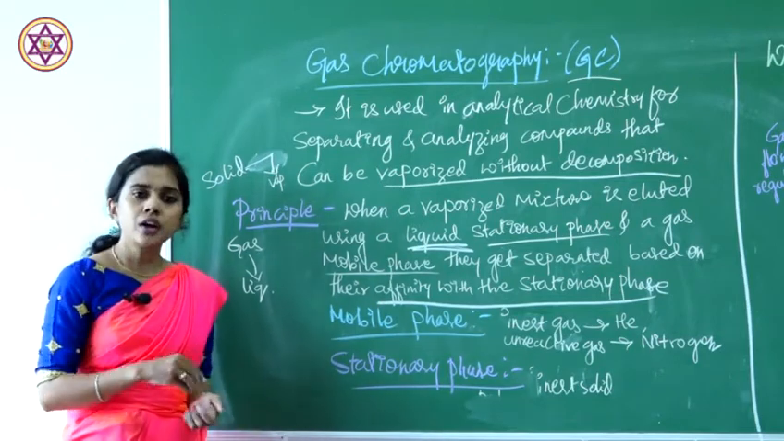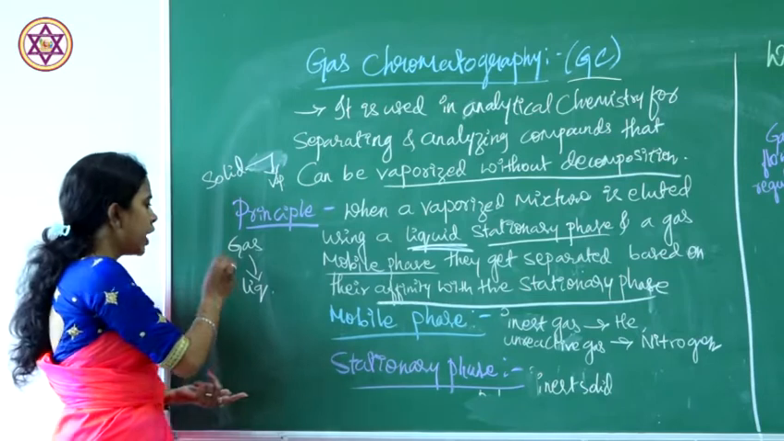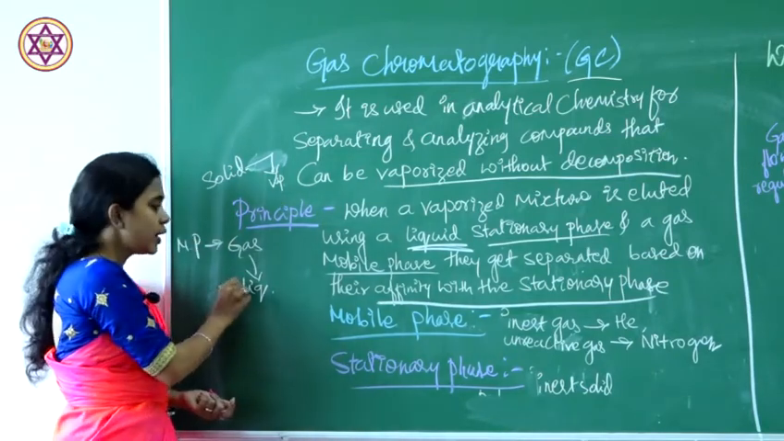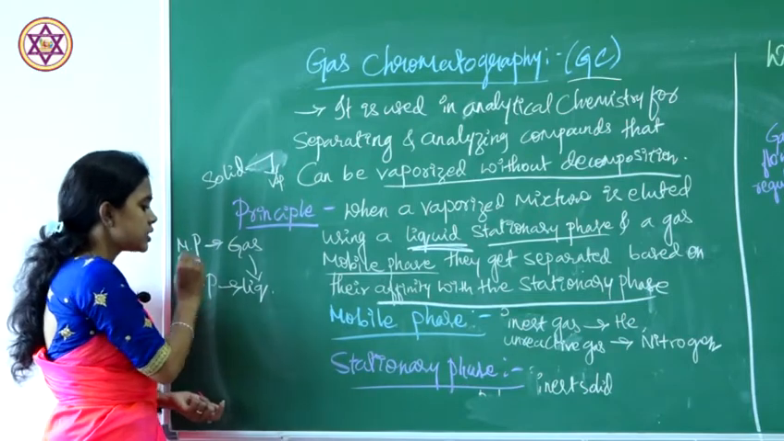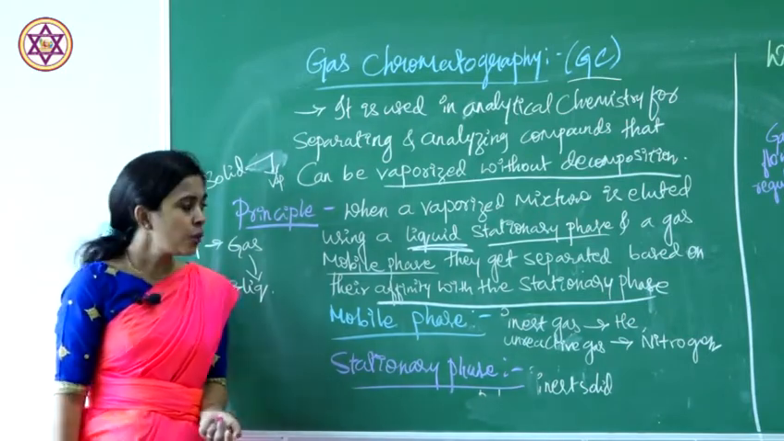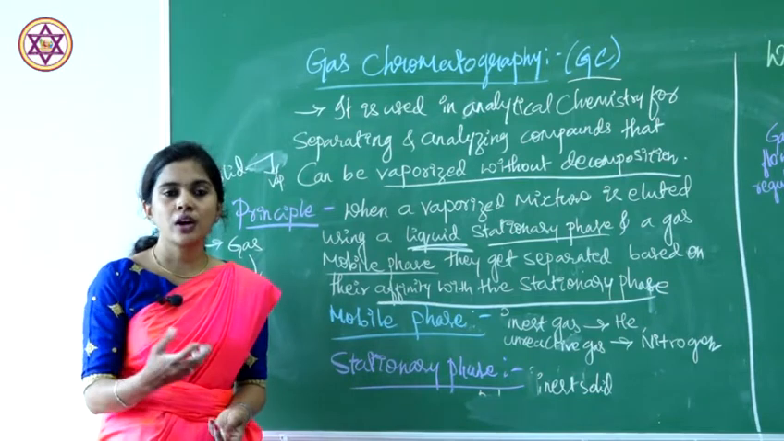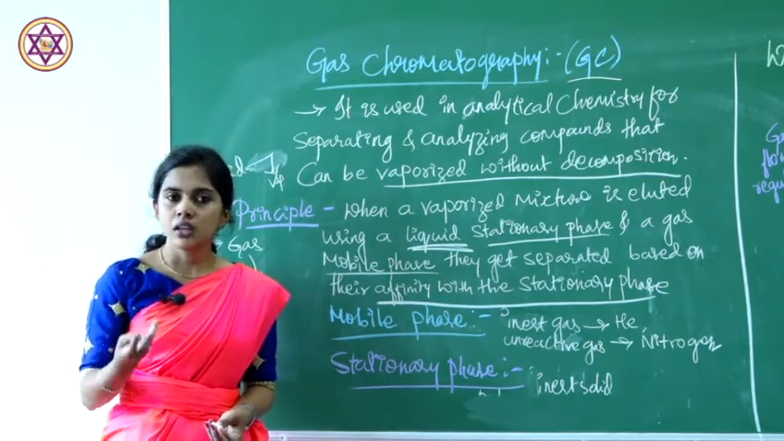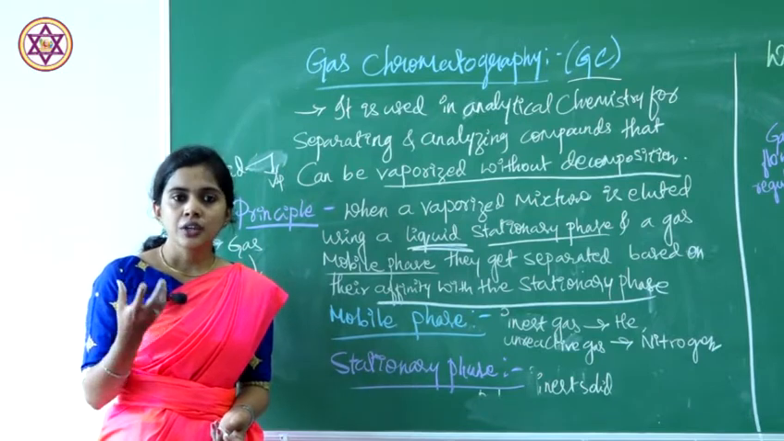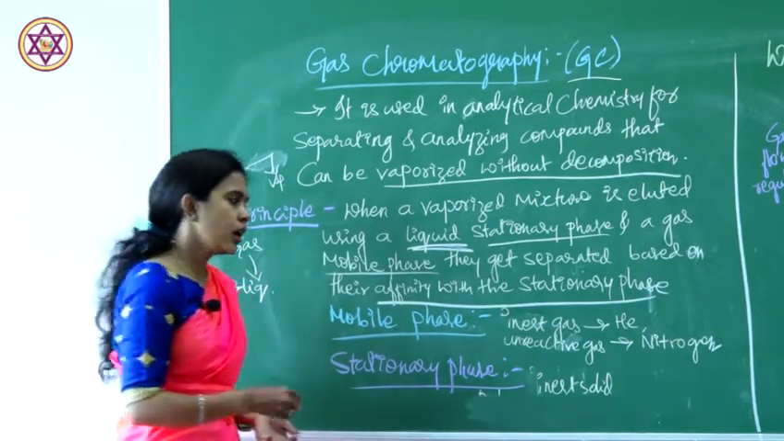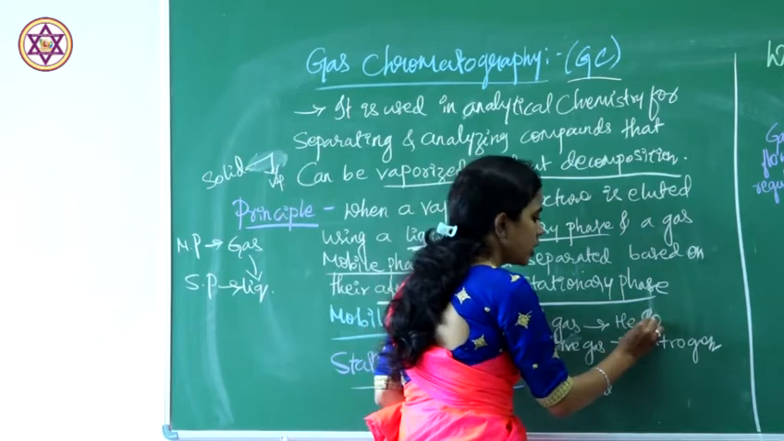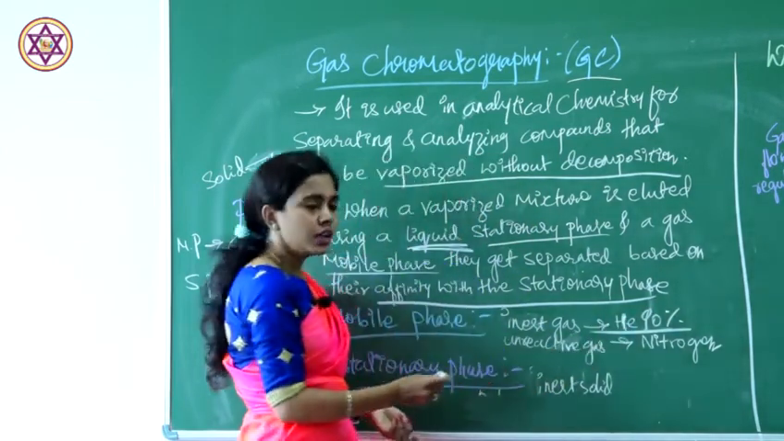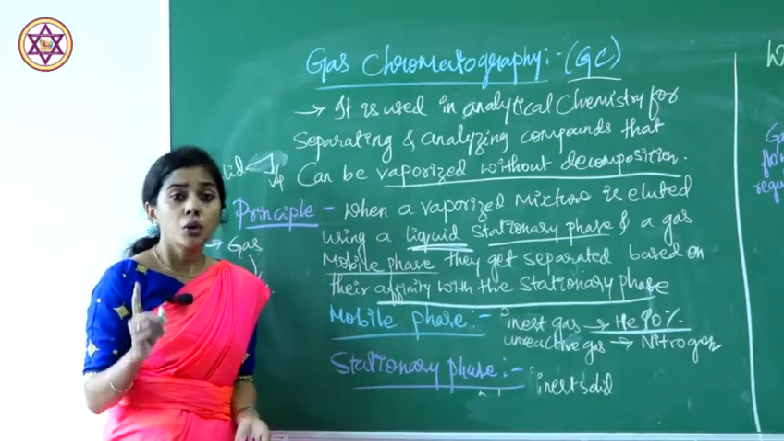So what kind of mobile phase should be there? The mobile phase here is gas, and the stationary phase is liquid. For the mobile phase, we are going to use inert gases like helium, or unreactive gases like nitrogen. But in 90% of instrumental experiments we are going to use helium only. Helium is used for the mobile phase.